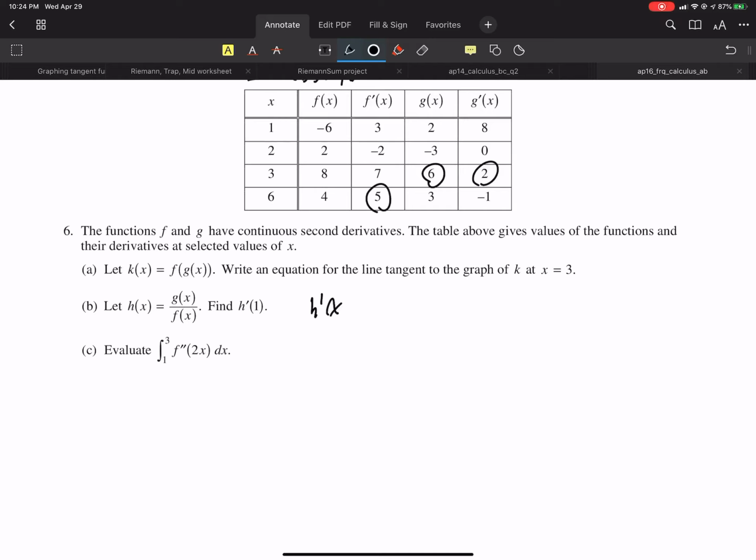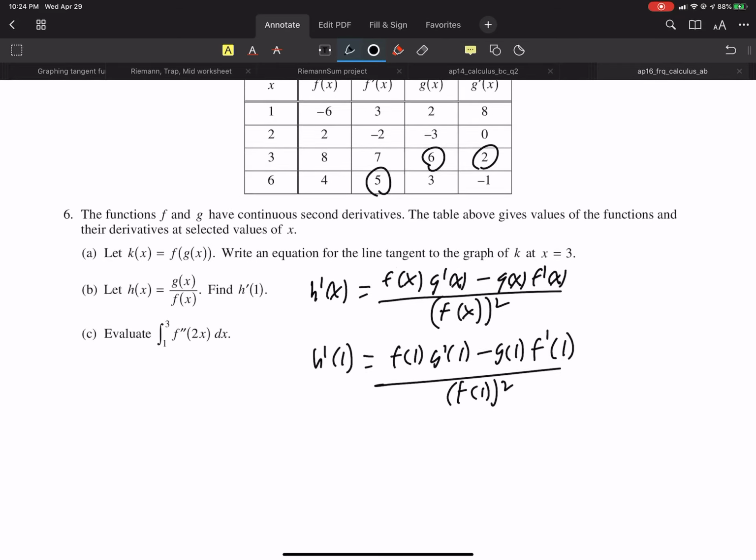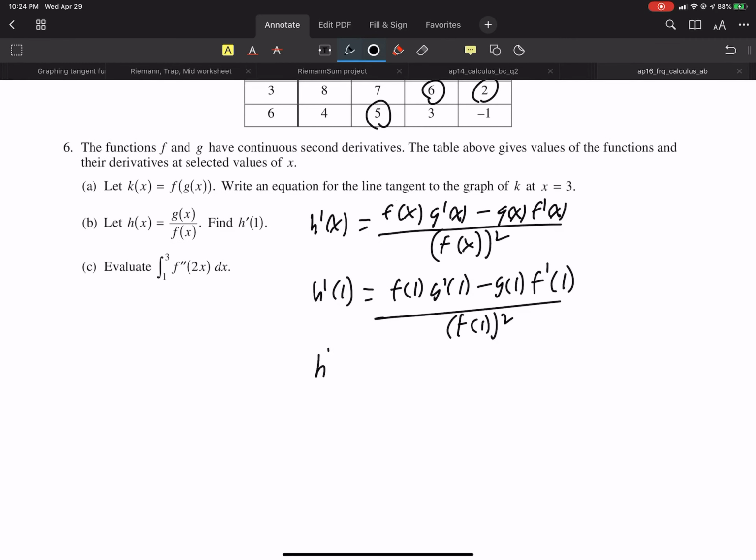So h prime of x, it's low. Wow, that's not low. It's low d high minus high d low all over low squared. H prime at 1 is f of 1 times g prime at 1 minus g of 1 times f prime at 1 over f of 1 squared. Let's plug everything in and we're done.